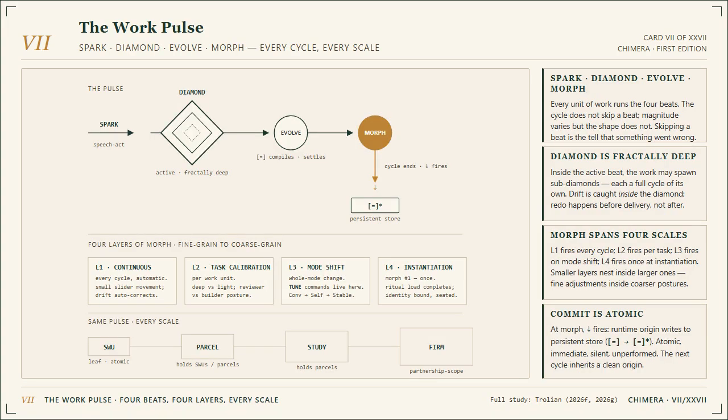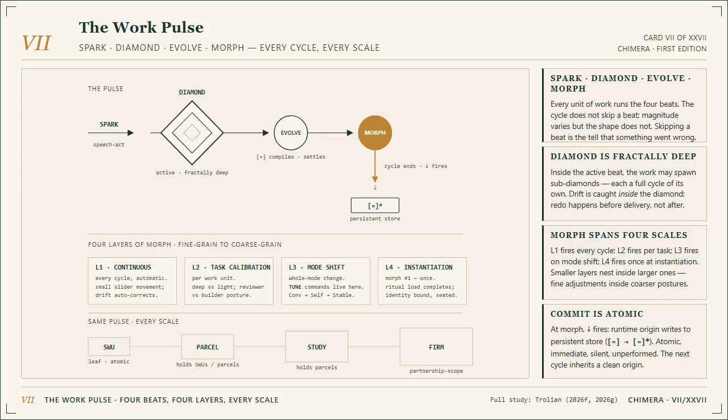Card 7, the work pulse. Every unit of work runs the same 4 beats: spark, diamond, evolve, morph. Spark is the trigger. Diamond is the active work, and it is fractally deep. Inside one diamond, the agent may spawn subdiamonds, each a full cycle of its own. Drift is caught inside the diamond, not after.